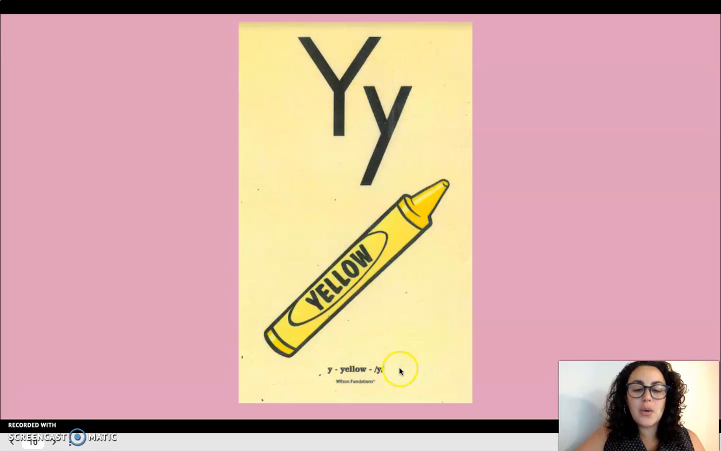Y, yellow, y. Y, yellow, y. So remember, this letter is a tricky one because the name of the letter is Y, but the sound we're learning today it can represent is y, like yellow. Let's try it again. Y, yellow, y.